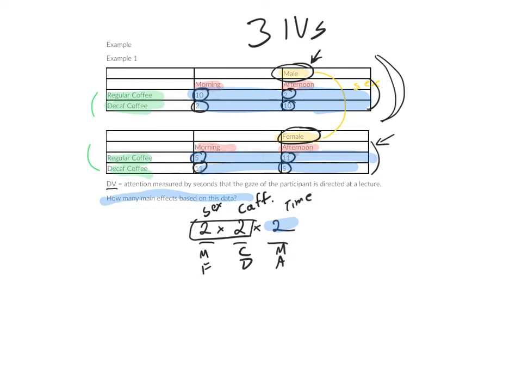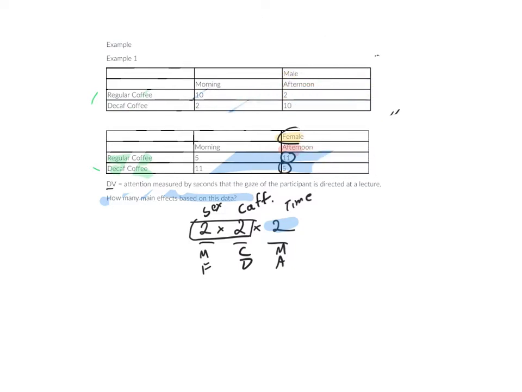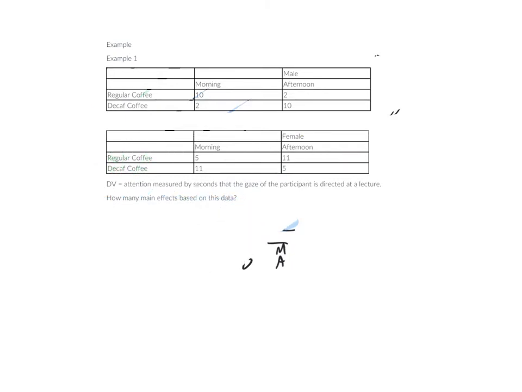Now, let's go ahead and work out this question. How many main effects do we have based on this data? So keep in mind, I'm asking how many. Let me go ahead and erase this. It might take a while. We're discussing how many main effects. I might ask you, is there a main effect for caffeine? I might ask you, is there a main effect for the sex of the participants? Is there a main effect for time of day? So keep that in mind. Read the question carefully. See what's being asked.